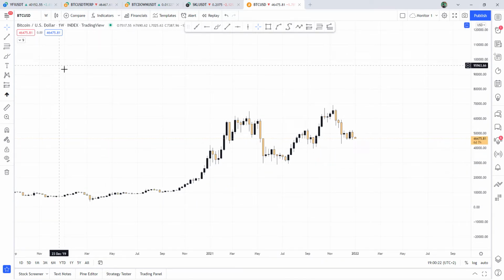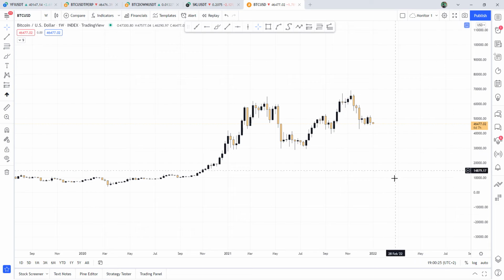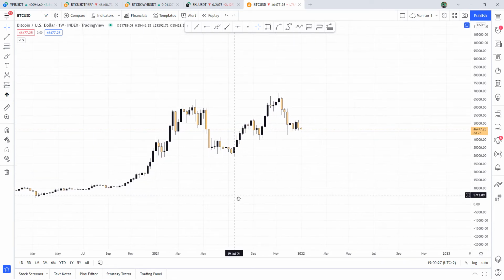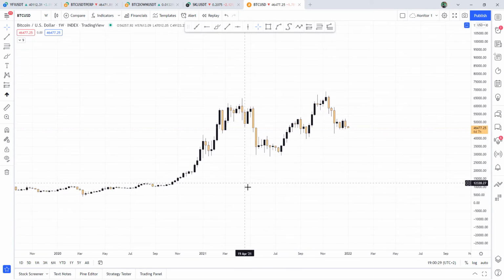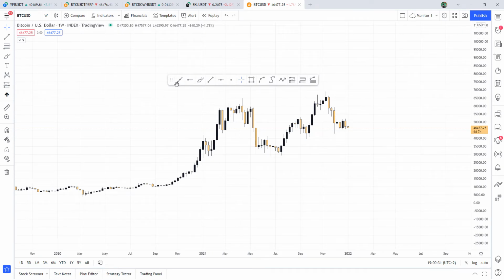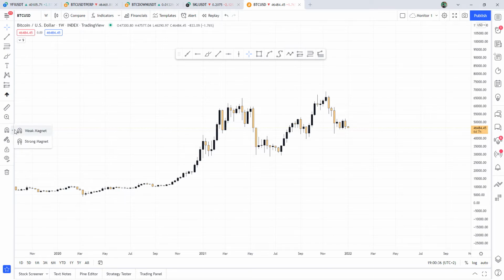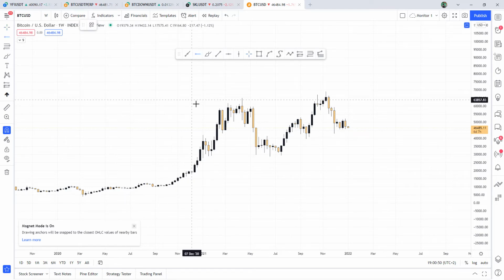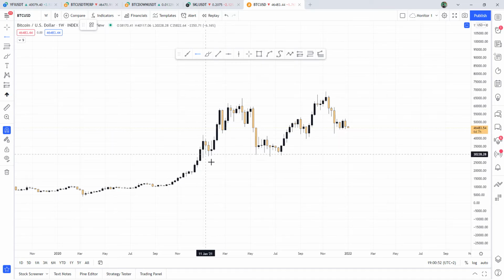So we're gonna start from weekly, and we're gonna draw some levels here on BTC. We're gonna use the magnet tool, weak magnet. Okay, we have this mode on, and we're gonna use horizontal ray. And we actually look for the swing low.